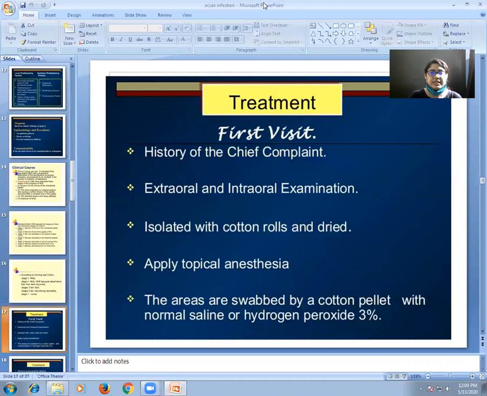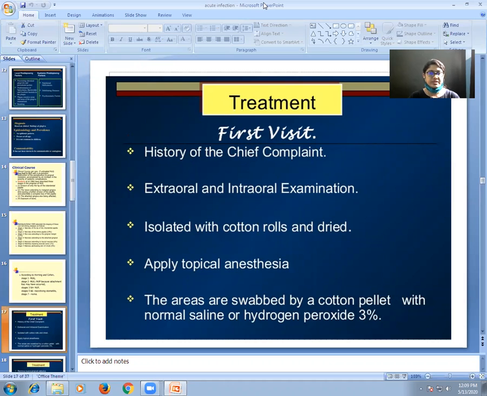So there is a specific treatment for acute necrotizing ulcerative gingivitis. This treatment is divided into three visits: first visit, second visit, and third visit. So what treatment should follow in first visit? First, complete history of the complaint of the patient. Then extraoral and intraoral examination.